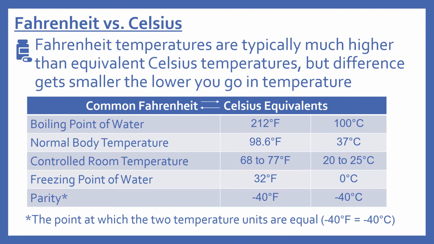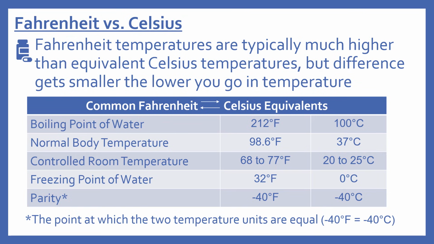Now we'll talk a little bit about Fahrenheit versus Celsius. Fahrenheit temperatures are typically much higher than equivalent Celsius temperatures, but differences get smaller the lower you go in temperature. And I have a chart here that shows the common Fahrenheit and Celsius equivalents. And these are good to know just so you have an idea of the differences between the Fahrenheit and Celsius temperatures. The boiling point of water is 212 degrees Fahrenheit.